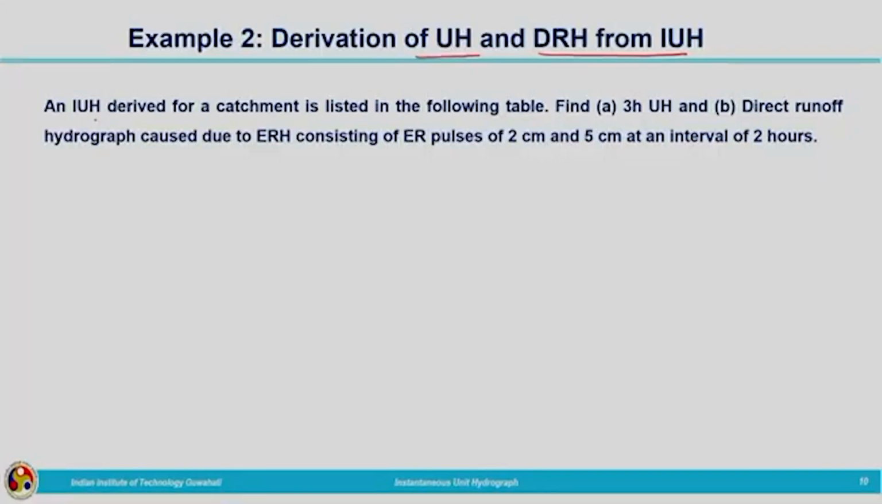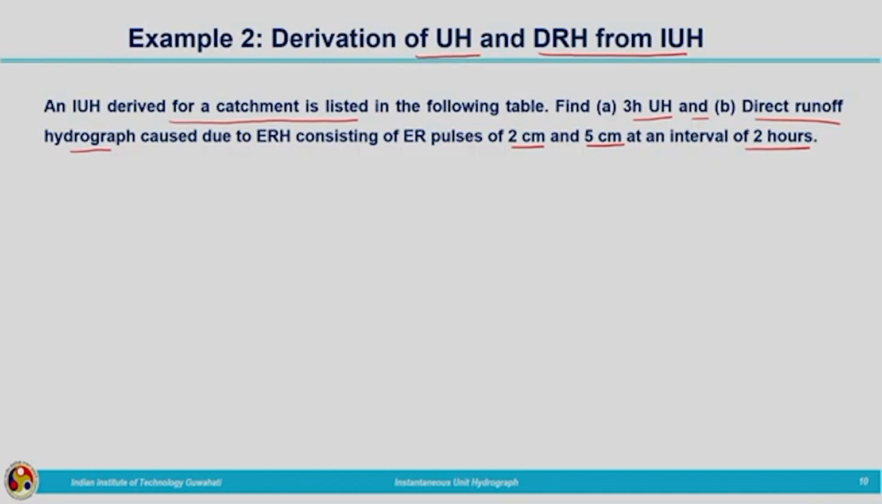So, in this example, we are going to derive the UH and DRH. An instantaneous unit hydrograph derived for a catchment is listed in the following table. Find the 3R unit hydrograph and direct runoff hydrograph caused due to effective rainfall hydrograph consisting of effective rainfall pulses of 2 centimeters and 5 centimeters at an interval of 2 hours.